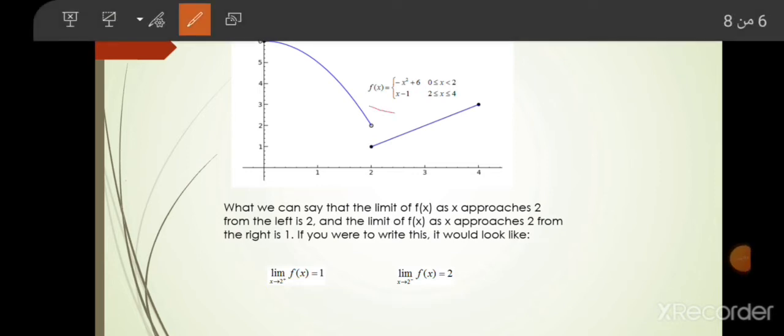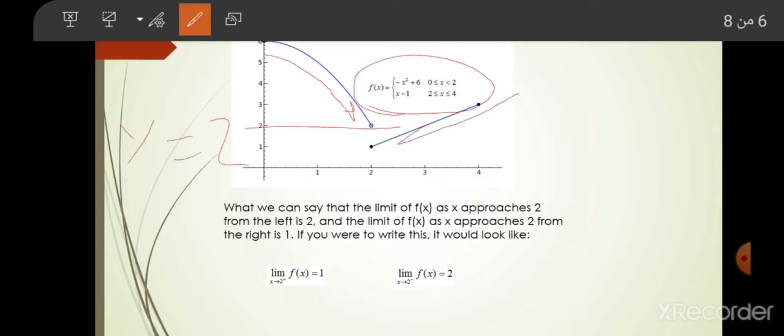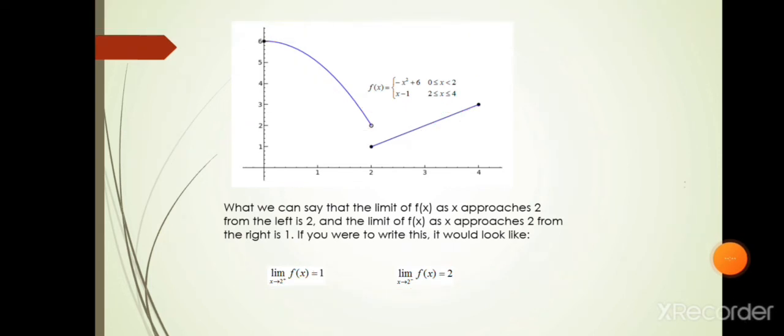This equation is just the same. When the x value gets close from the left, y gets closer to 2. And when it's getting closer from the right, y equals 1. So the limits here are just different. We can write it like this: when x approaches from the right, y equals 1. And when it's getting close from the left, y equals 2.